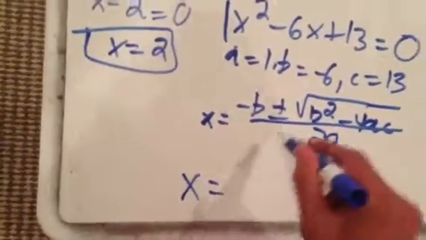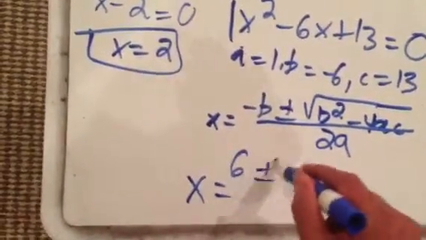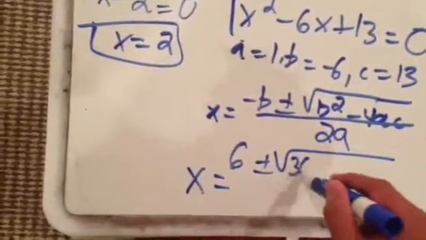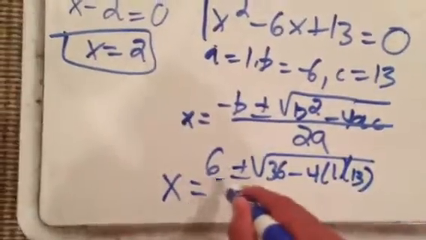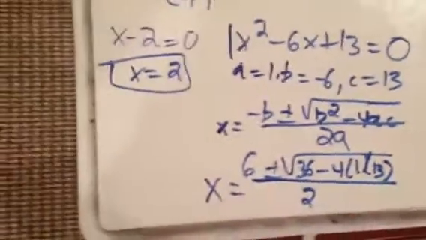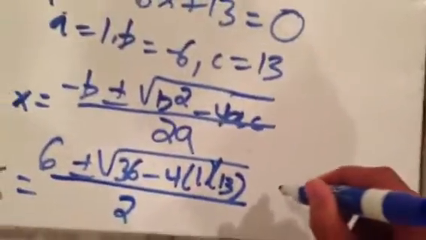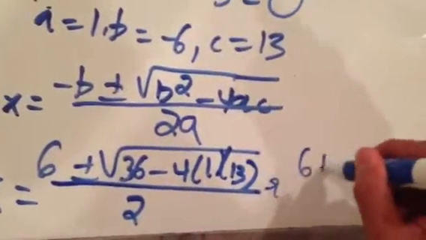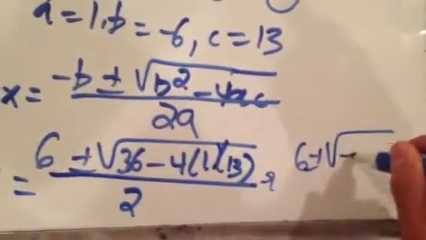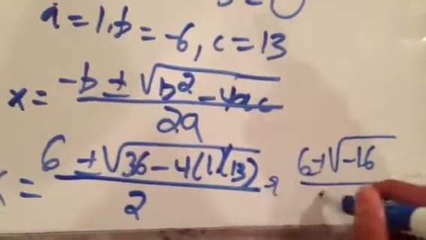So let's plug in what we got. We have x equals the opposite of b, so 6, plus or minus the square root of 36 minus 4 times 1 times 13, all over 2a, which is 2. So I get 6 plus or minus the root of negative 16, over 2.